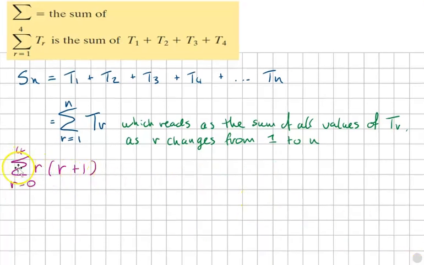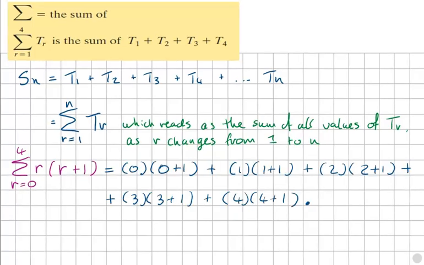And then we have sigma again, which represents the sum of all values of TR, which in this case is R times R plus 1, as R changes from 0 to 4 this time. So going from 0 to 4 this time. So we replace both of the R's with brackets, and we put 0 into the brackets for the first term, then 1, then 2, then 3, and finally 4. And again, we have a full stop to indicate that we've stopped. We've stopped at 4.